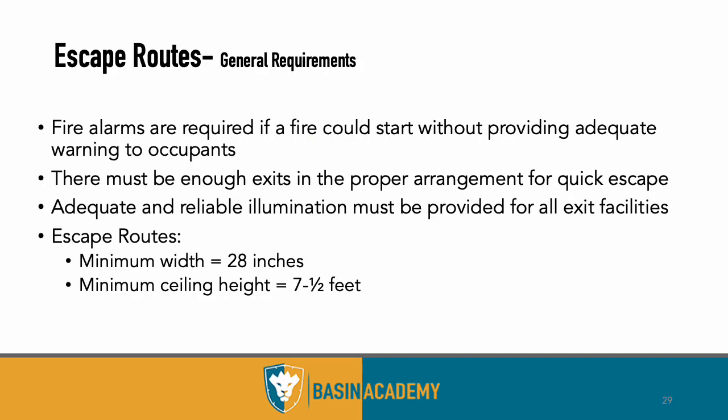This is escape routes. These are the general requirements. Fire alarms are required if a fire could start without providing adequate warning to the occupants. There must be enough exits in the proper arrangement for quick escape. Adequate and reliable illumination must be provided for all exit facilities. The minimum width for an escape route is 28 inches. Minimum ceiling height is 7.5 feet. That way we can get through there and exit.